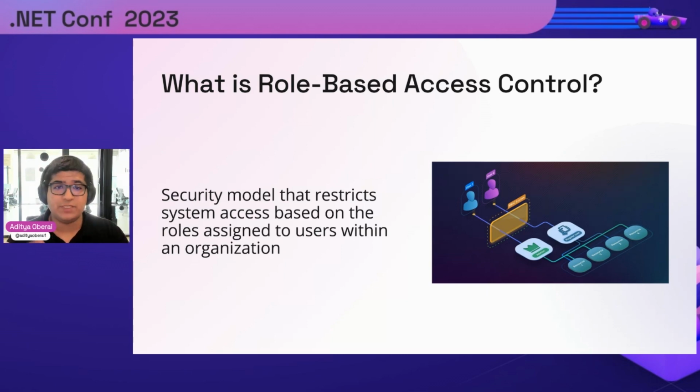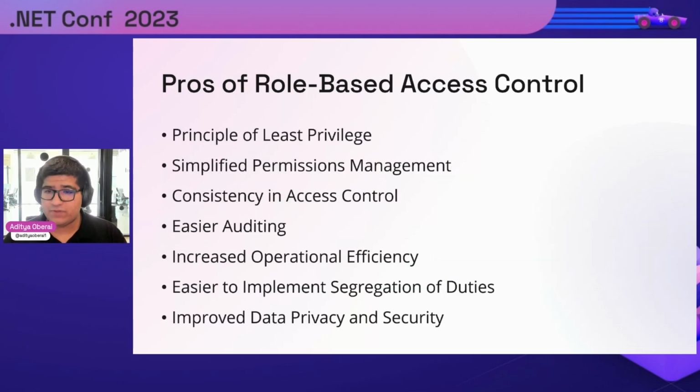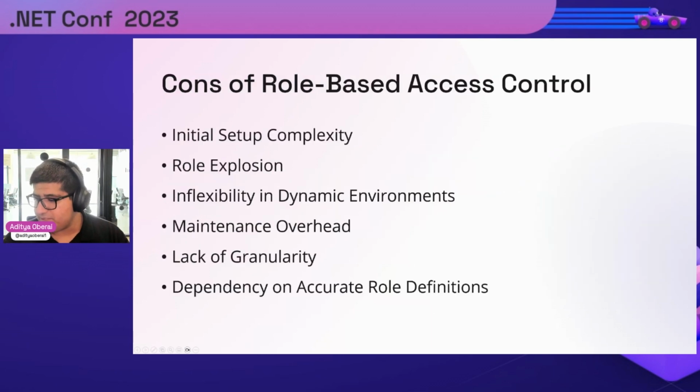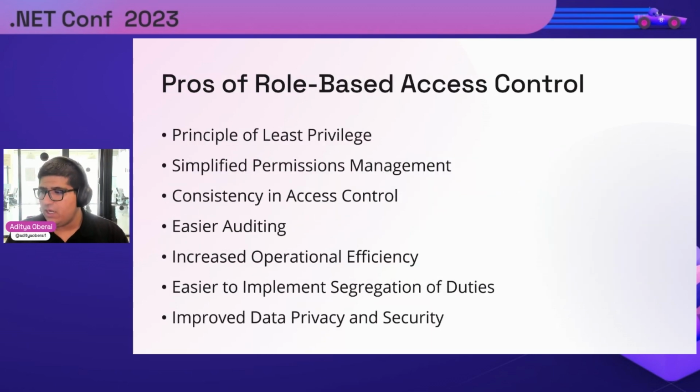Now, there are several pros and cons, of course, to this role-based access control methodology. Some of the pros that we have are as follows. RBAC, or role-based access control, follows the principle of least privilege. What this means is that this methodology allows organizations to enforce this particular principle by giving users minimal access or permissions needed to perform their responsibilities. This reduces the risk of accidental or deliberate misuse of permissions.